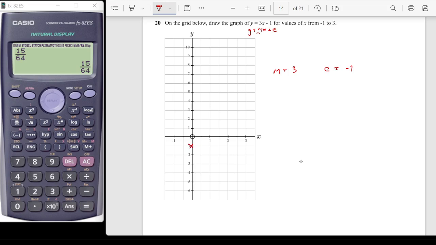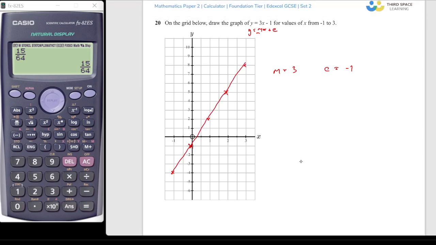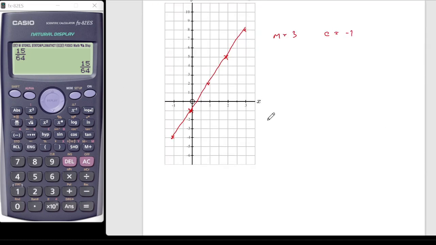So we're looking there. And then for every 1 across, that's in effect 2 squares here, I'm going to go up 3 squares. So for every 1 across on the x-axis, I'm going to go up 3 on the y-axis. And the same in reverse: for every 1, I'm going to go down 3. So that's going to be my line. And that's it for that question.